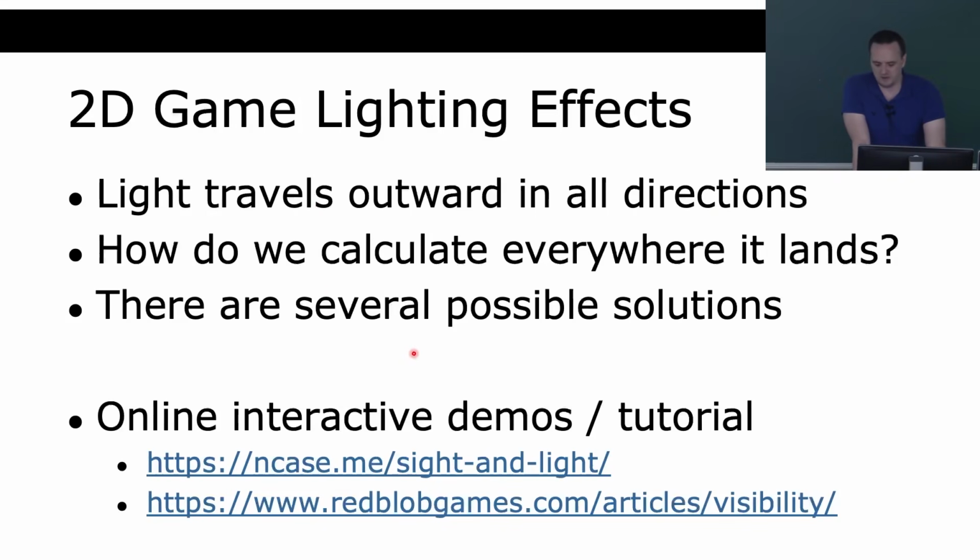How do we calculate everywhere it lands? There are several possible options. There are actually many, many more options than we could possibly have time to discuss in this class. But what we're showing are the ones that are feasible for implementation in our games. This website right here, ncase.me/sightandlight, is excellent and it goes through the math. It's similar to what I've said already, but a little bit different. It gives the same demo that I'm about to show, with a bunch of different steps on how you would accomplish this. Again, as a caveat, this is not the only way to do it, but it's a nice balance for this course.